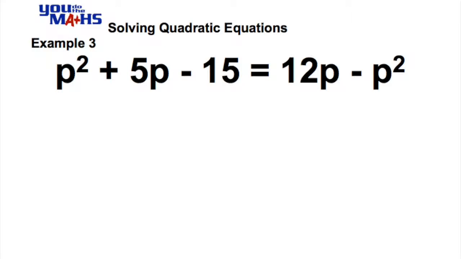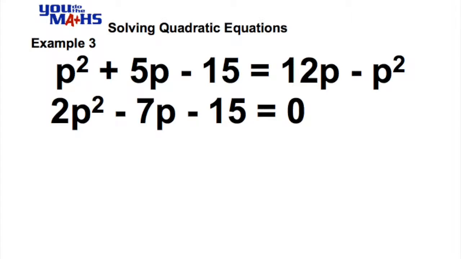When solving any quadratic equation, because there are often unlike terms involved, we need to get the equation equal to 0 and express one side of the equation in factored form. So we'll need to remove the 12p and take p squared and move it across to the left-hand side. When we do that, we get 2p squared minus 7p minus 15 all equal to 0.